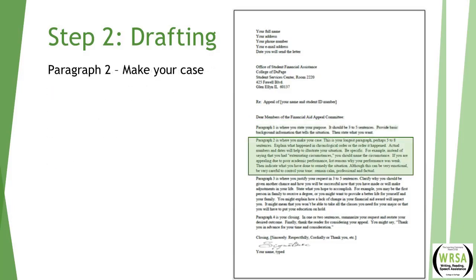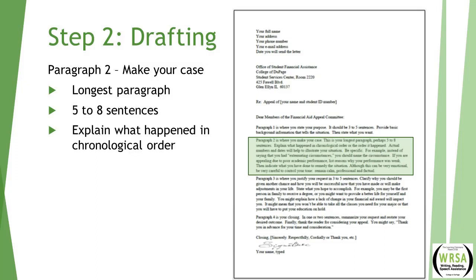Paragraph 2 is where you make your case to them as to why they should grant your appeal. This is probably your longest paragraph, maybe 5 to 8 sentences. You want to tell what happened in chronological order, the order that it happened. Actual numbers and dates will help to illustrate your situation. Be very specific. For example, instead of saying that you had extenuating circumstances, you'll want to tell what the circumstance was.